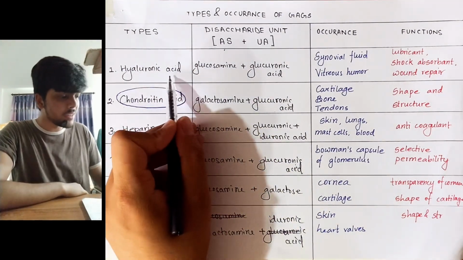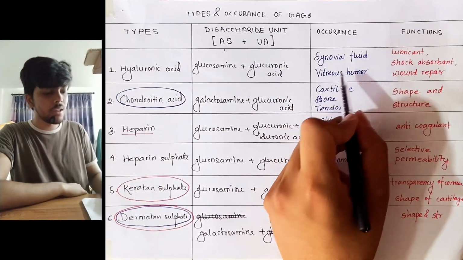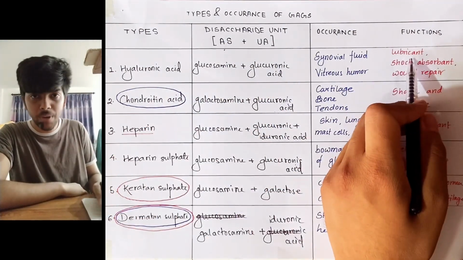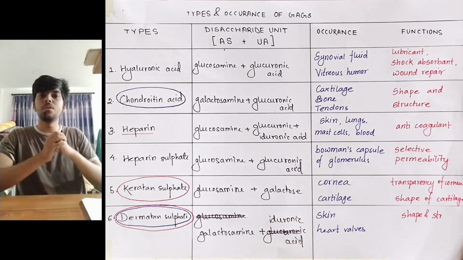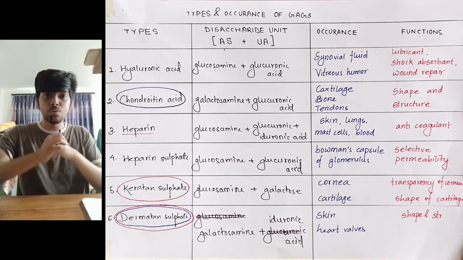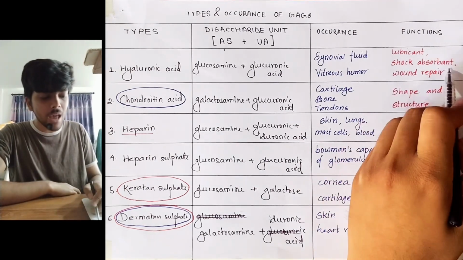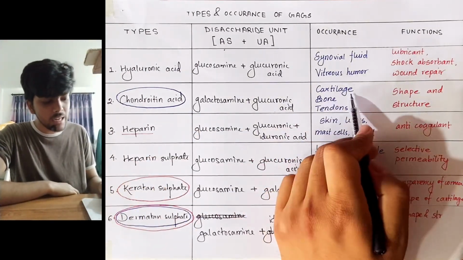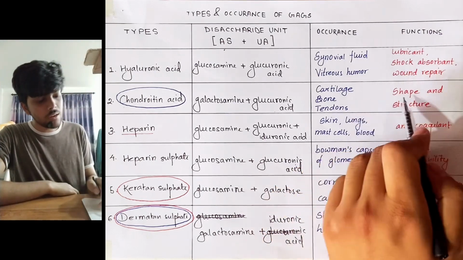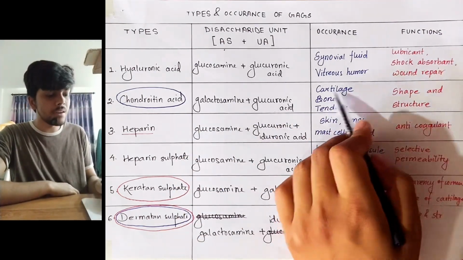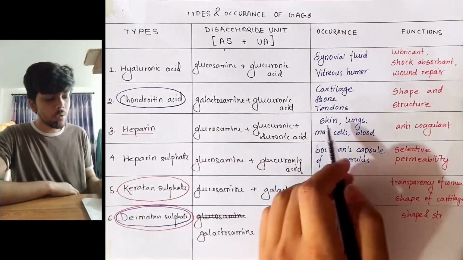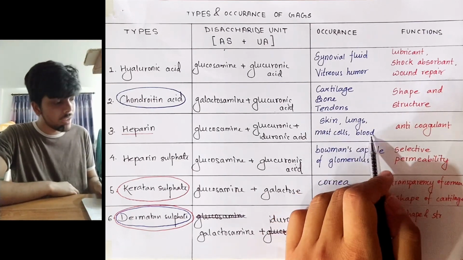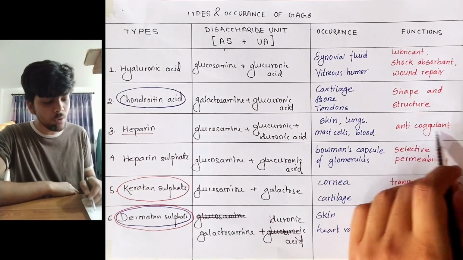Hyaluronic acid is found in synovial fluid and vitreous humor, where its function is to act as a lubricant, number one, so that there is no friction at the joint between the two bones. Number two, shock absorbent and wound repair. Chondroitin acid is found in cartilage, bone and tendons, and its function is to provide shape and structure to cartilage, bone and tendons. Heparin is found in skin, lungs, intracellularly inside mast cells, and blood, and its main function is to act as an anticoagulant.